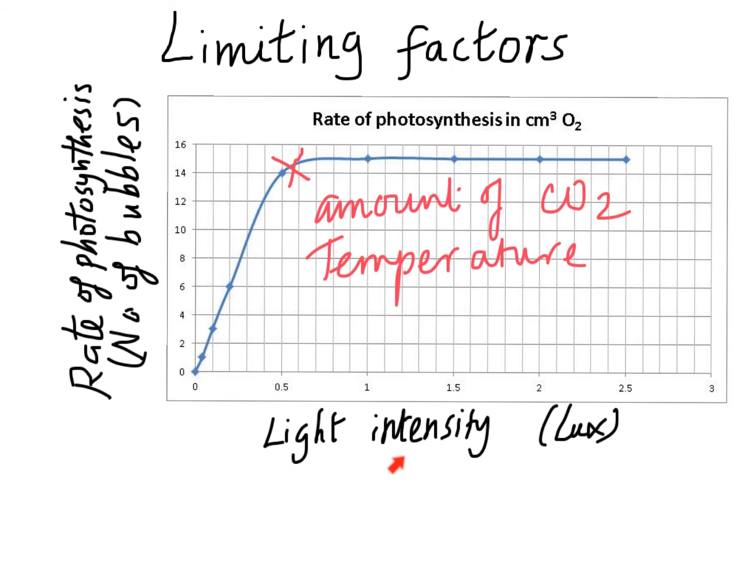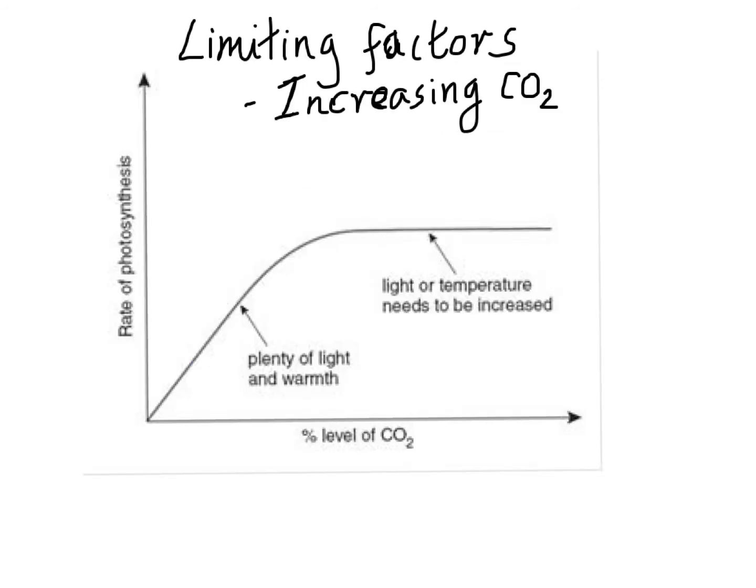The reason is plenty of light is available past this point, because you're still increasing the light intensity. But you can see it's one of these factors which affects the rate of photosynthesis to go up any higher. So what if you keep the light intensity and the temperature at a constant rate? You keep them controlled, but now you are increasing the percentage of carbon dioxide available to the plant.